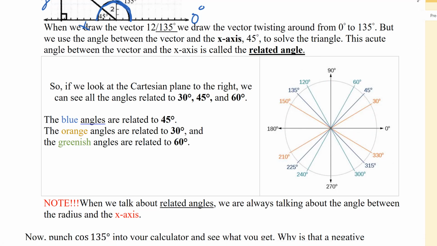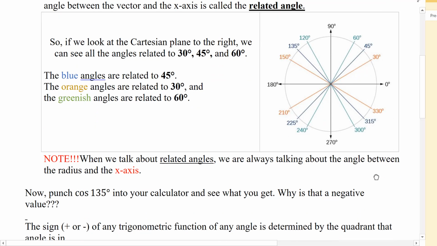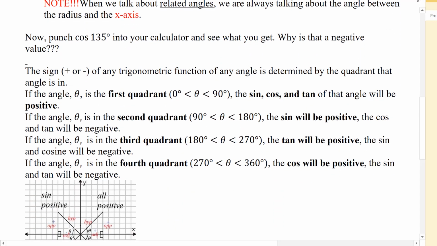Similarly, if you look at the 45-degree angles, you've got 45, 135, 225, and 315. They all have a related angle of 45. And for the 60-degree angles, you've got 60, 120, 240, and 300. All those angles have 60 as their related angle, the angle between the radius and the x-axis. So whenever you are changing polars to rectangulars, you're paying attention to that related angle.